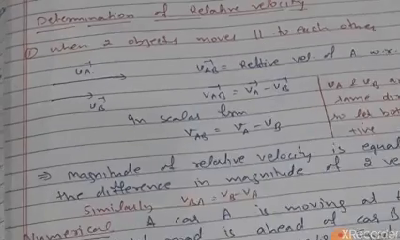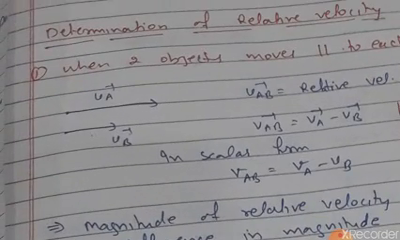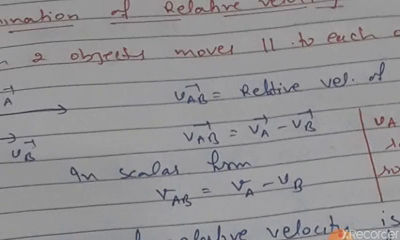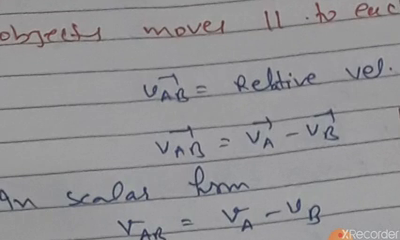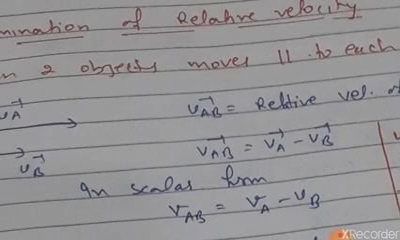Suppose we are having two objects A and B, both are moving parallel to each other. Since these are moving parallel to each other, their velocities have been represented by arrows pointing towards the right direction. We want to find out the relative velocity of A with respect to B, that is VAB. We know the formula, VAB is equal to VA minus VB. This formula we had derived in our previous lecture.